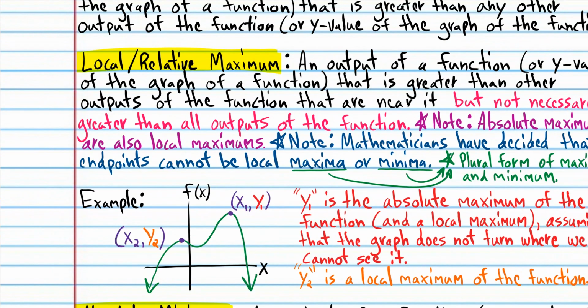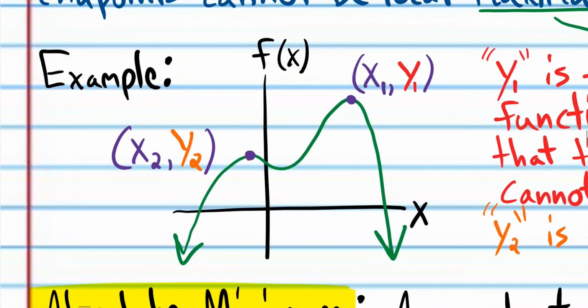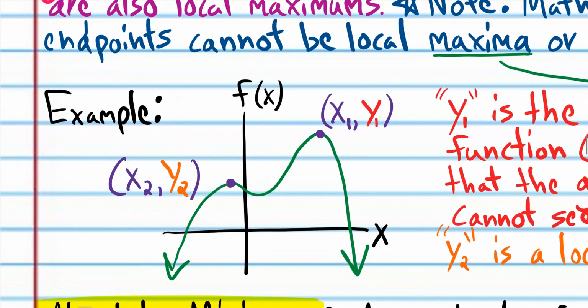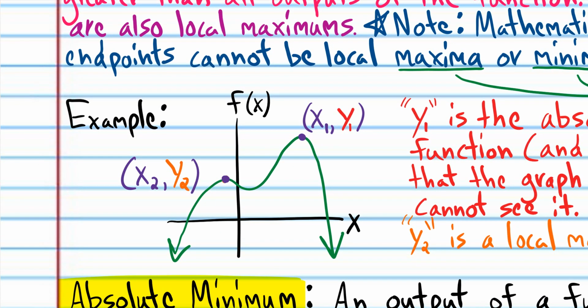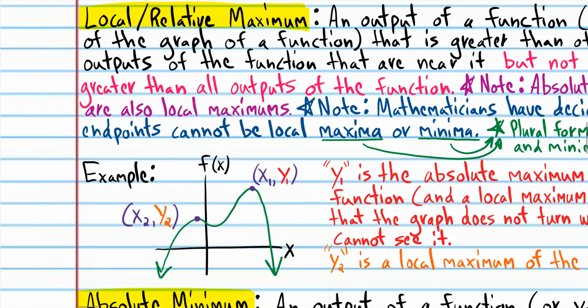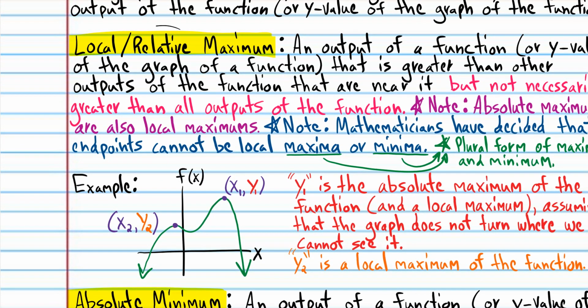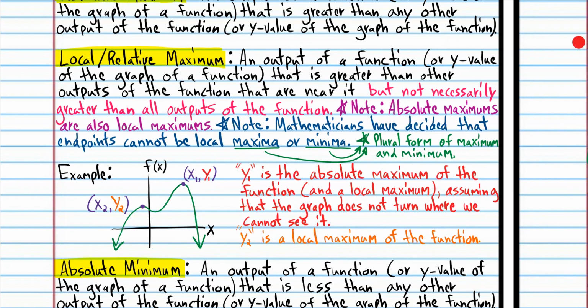Now, we also have something called local maximum values. Local maximum values are y values that are bigger than any other y value of the points near that corresponding point. So this point has a y value that's bigger than the y values of the points around it. So it's called a local maximum value. But it's not the biggest y value of the function. So we call it a local maximum. Also, we use the term relative maximum. So as you can see, the concept here is pretty easy.